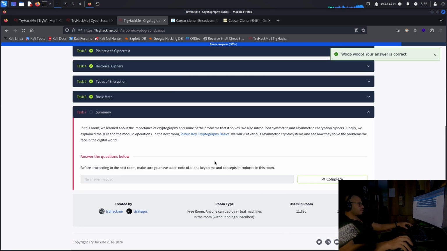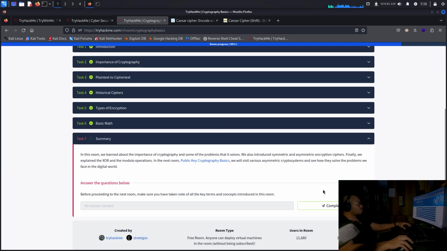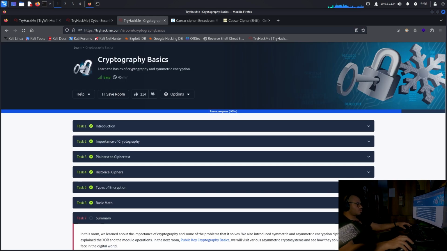Summary. In this room we learned about the importance of cryptography and some of the problems that it solved. We also introduced symmetric and asymmetric encryption ciphers. Finally, we explained the XOR and the modulo operations. In the next room, public key cryptography, we will visit various asymmetric crypto systems and see how they solve the problems we face in the digital world. Before proceeding to the next room, make sure you have taken note of all the key terms and concepts introduced in this room.